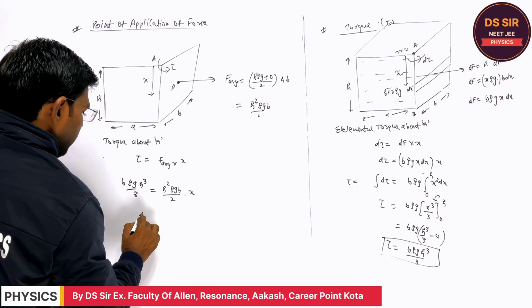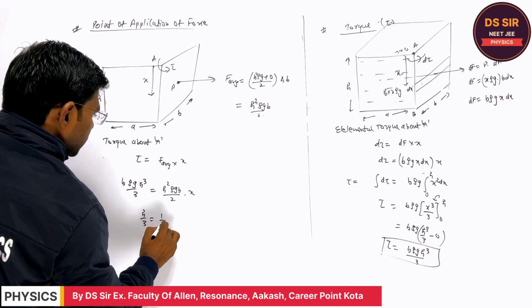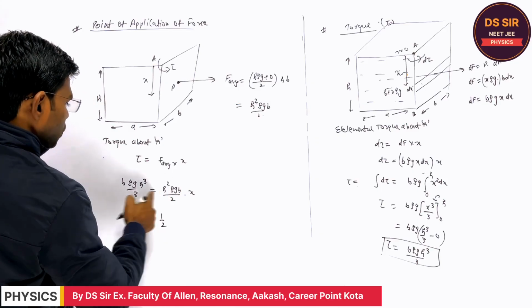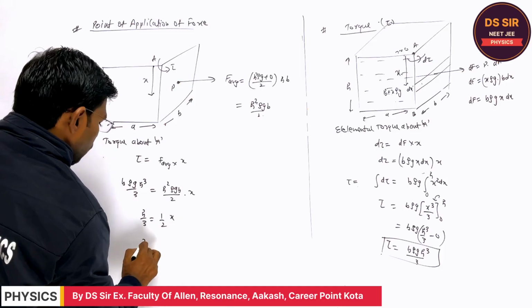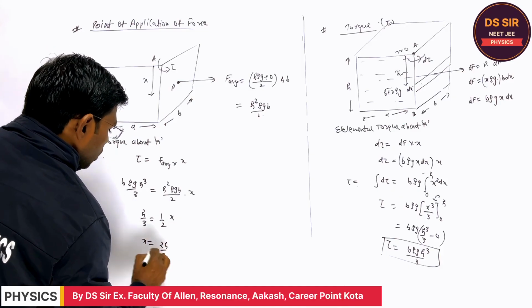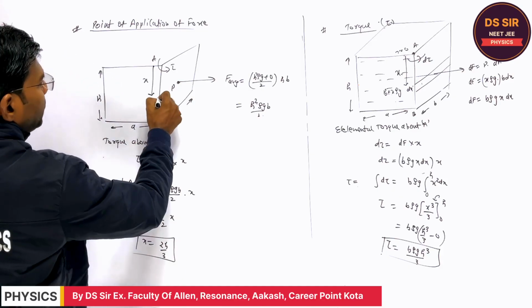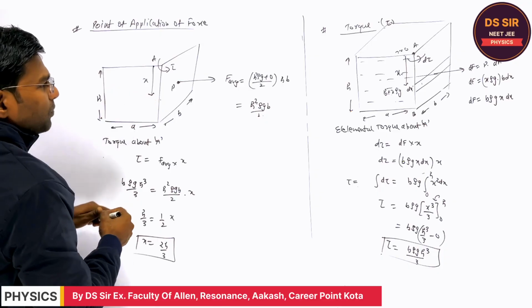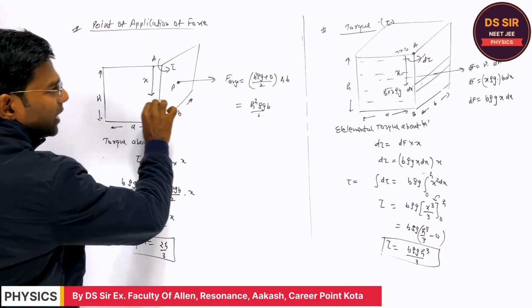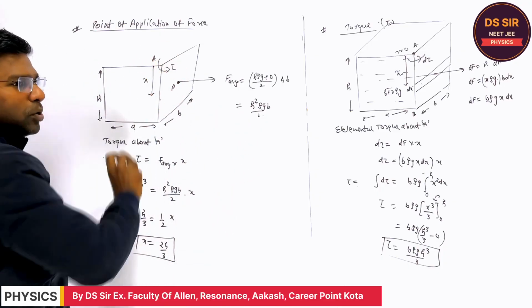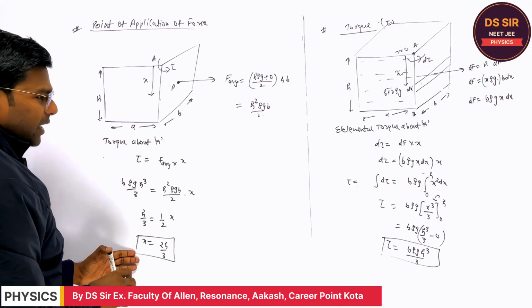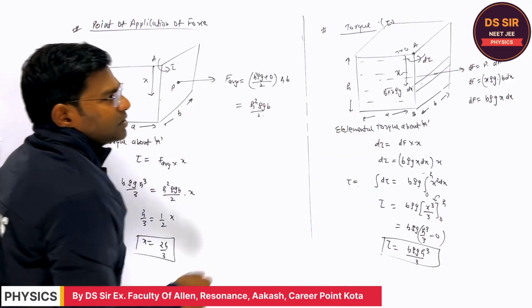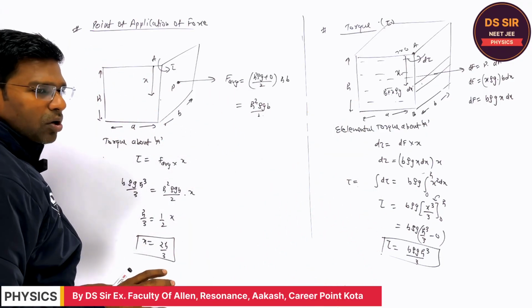So when you calculate, h upon 3 is equal to 1 by rho into x, because rho b g cancel out. So x is 2h by 3. This is the point of application where the force can be assumed to act so that it will produce the net torque as it is produced by this liquid column. Is it clear or not?